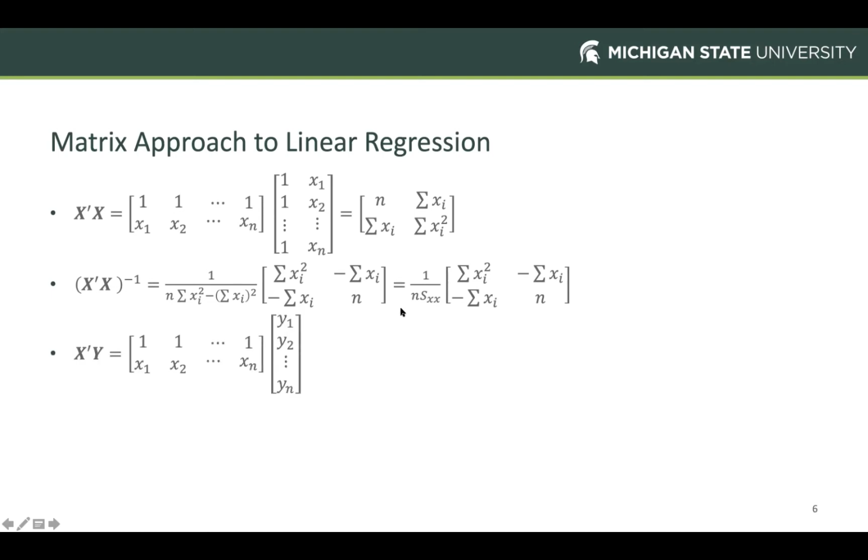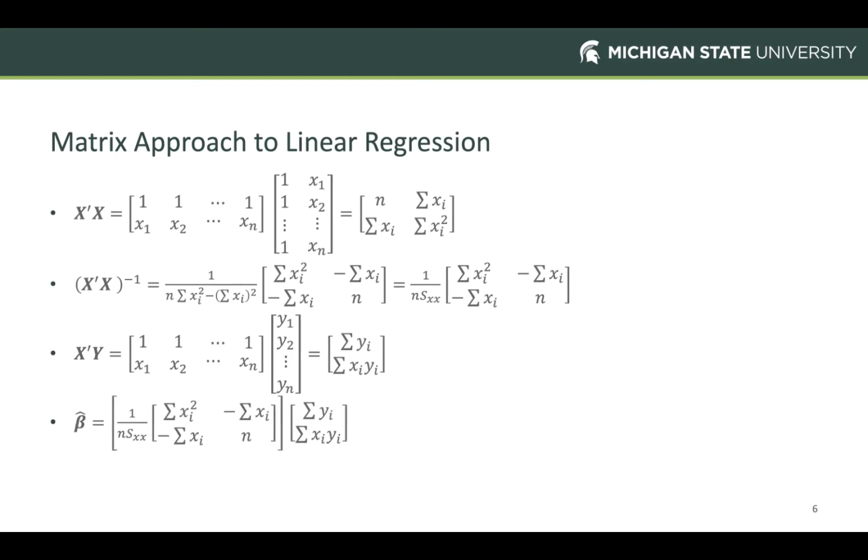And then lastly, X prime Y. As you can tell here, Y being just a column vector, we'll end up with a resulting vector that's 1 column by 2 rows. And the top element there will just be the summation of our y variable, and the second element is going to be the summation of x times y for each of our respective pairs of observations, summed across that entire sample, okay? And so lastly then, our beta hat matrix is simply going to be the product of those matrices, X prime X inverse times X prime Y.